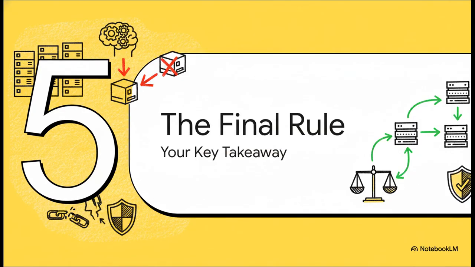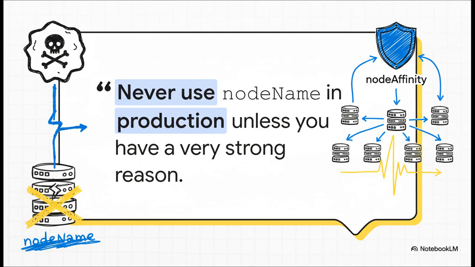So after looking at all the risks and all the better alternatives, it really just boils down to one simple, absolutely crucial rule that you should carry with you anytime you're managing a real-world Kubernetes cluster. And here it is. The rule of thumb is simply this: never, ever use nodeName in production. Now, are there some super specific niche exceptions for debugging? Maybe. But for 99.9% of all applications you will ever build, this is a rule you should not break. Always, always reach for nodeSelector or node affinity first.